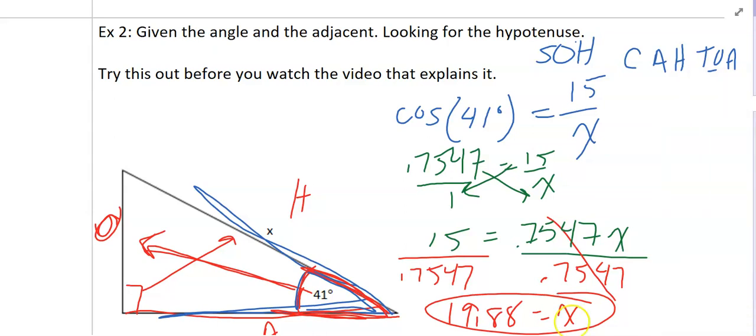And that's about it. Okay, so the last video is going to have us figure out the angle measurement, and that's a wrap. You'll have some practice after that.